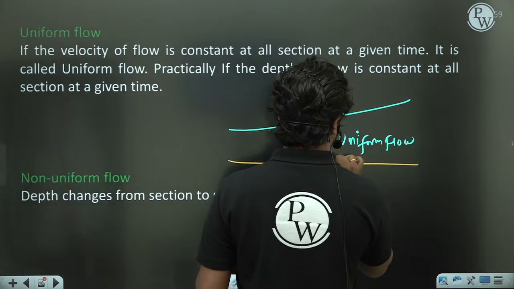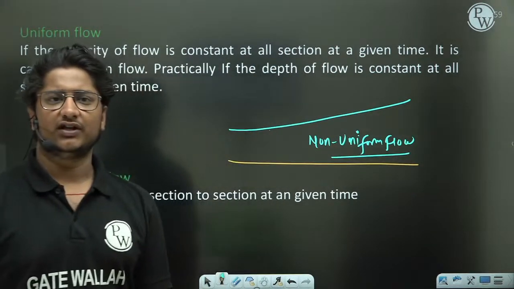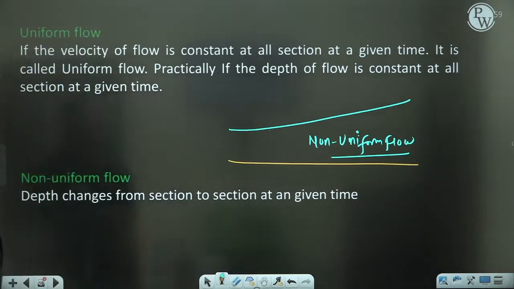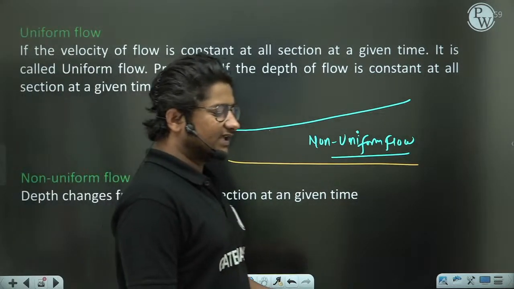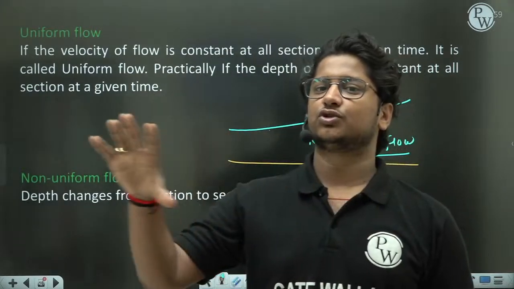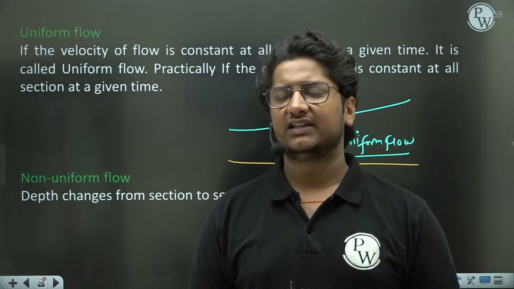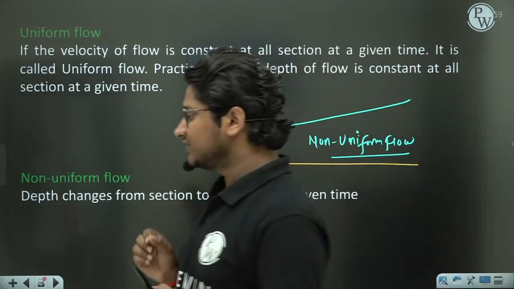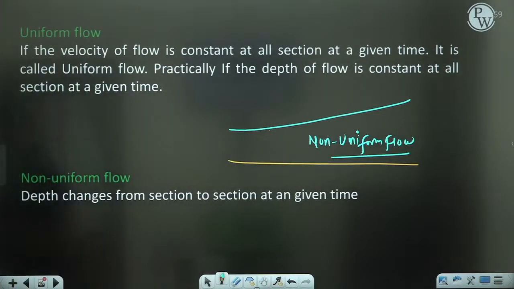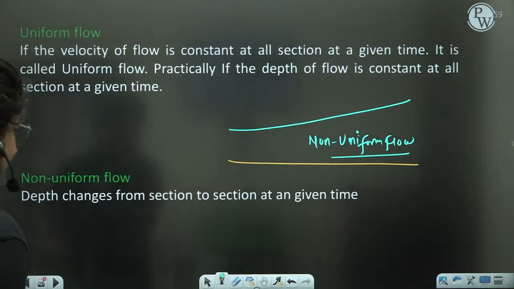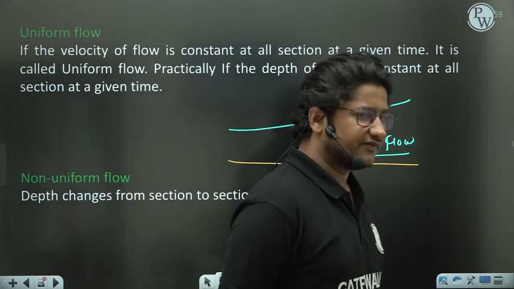I hope you got this point. So, uniform flow and non-uniform flow. Practically, when the depth is constant throughout the length, we call it uniform flow. If it is not constant along the length, we call it non-uniform flow. This point should be very clear in your mind. Is it noted? Tell me whether you are all noting down these things parallelly with me.